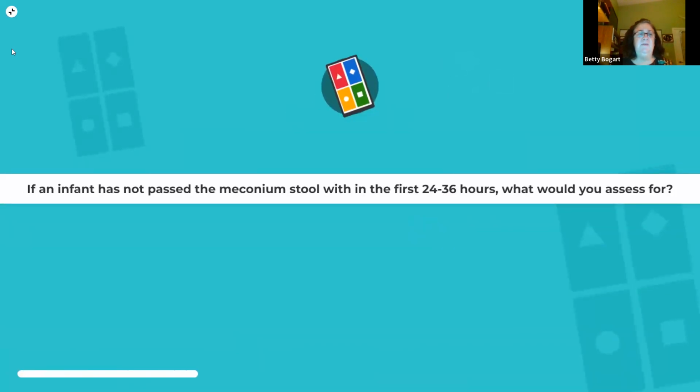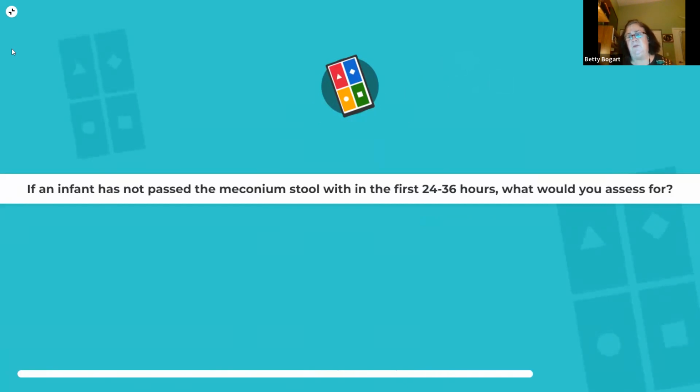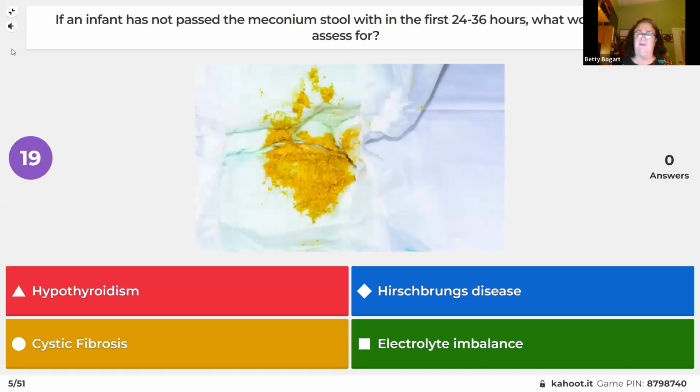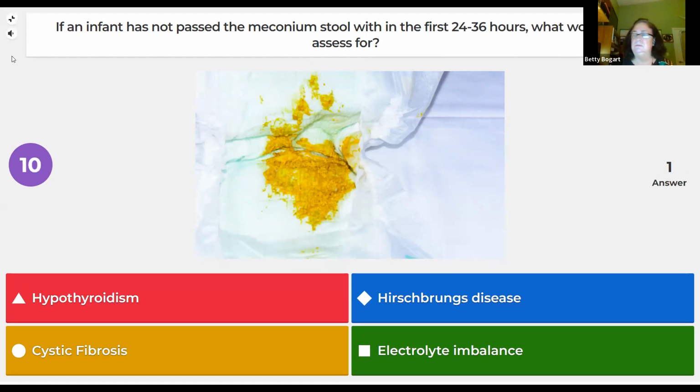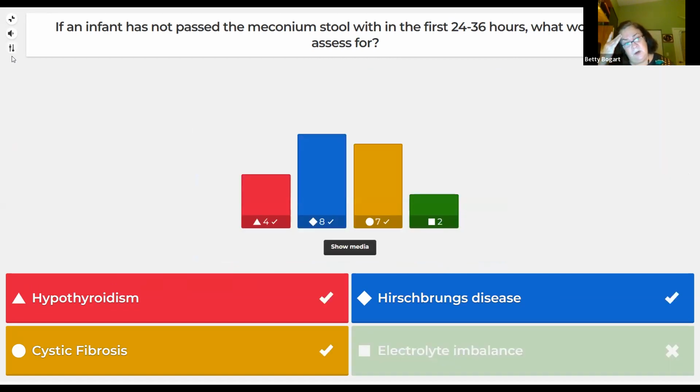Multi-select. If an infant has not passed the meconium stool in the first 24 to 36 hours, what would you assess for? So we're going to worry about hypothyroidism, cystic fibrosis. We've already talked about those. Hirschsprung's disease, we added on today. Yes. Electrolyte imbalance has nothing to do with stooling. So no, that's not what we're going to check for that.